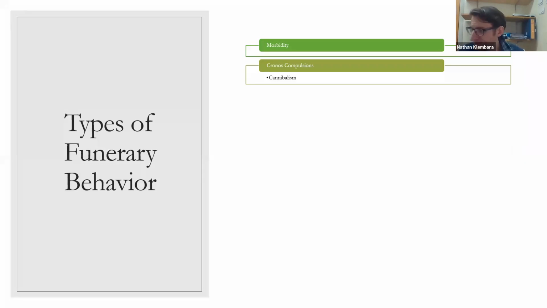But for now, just know that Chronos compulsions are an expanded form of morbidity behavior, because now it's not just recognizing that they're dead, but consuming the dead body. Now, this can be nutritional cannibalism. This can just be because you need to eat to survive, or this can be ritualized.